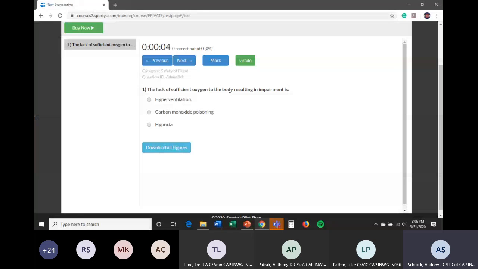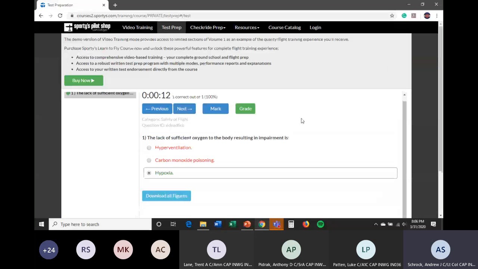Lack of sufficient oxygen to the body resulting in impairment is hyperventilation, carbon monoxide poisoning, or hypoxia. You kind of just go through it. You start to learn the answers to the questions, everything. Like I said, this is how I did a lot of it. I also had a ground school book with me, so if I had a question about something, I was able to look in there, or I could text my flight instructor. This is how I took my practice tests, and I scored fairly well on it. So I would recommend doing that, and then doing the free online ground school on Facebook.